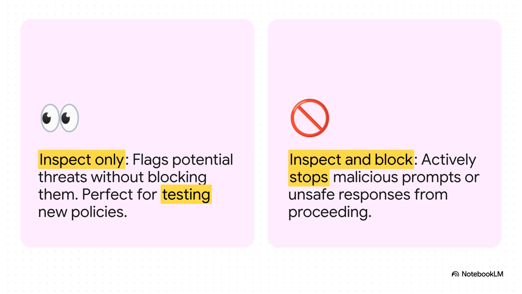You can start off in inspect-only mode, which is, honestly, brilliant for testing. It'll show you everything it would have blocked, so you can tweak your policies and make sure you're not getting false positives, all without messing with your users. Then, when you've got it dialed in and you're feeling confident, you just flip the switch to inspect and block, and boom, you've got active real-time protection running in production.